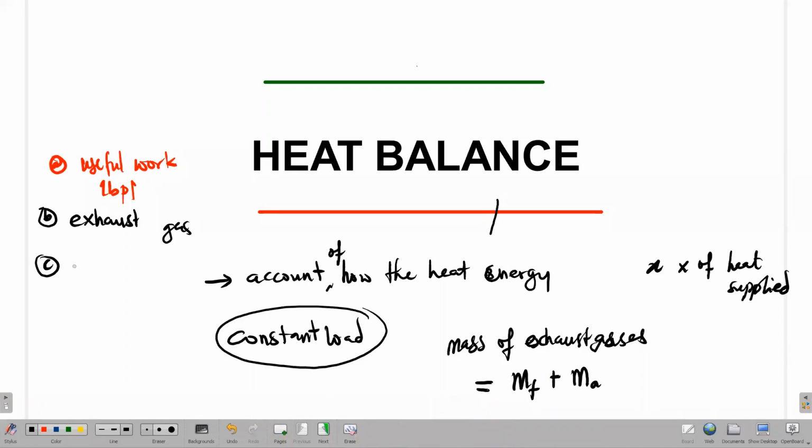Some also got lost to the surrounding through radiation. Some got lost through the cooling water. Good. So these four major ways are the ways by which the heat energy which was produced from the burning of the fuel gets to be used.